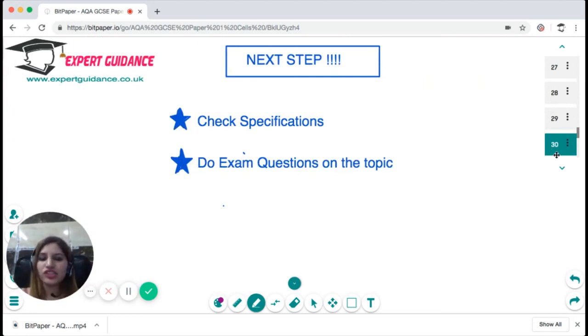Now what you need to do next is check the specification, make sure the specification is clear to you, and then do the exam question on this topic. If there's still anything that you do not understand, leave a comment below and we'll reply to you as soon as possible. Or you can come to our website where we have set up a 24/7 chat support until your exam. You can come anytime, ask any questions, and you can get an instant reply.